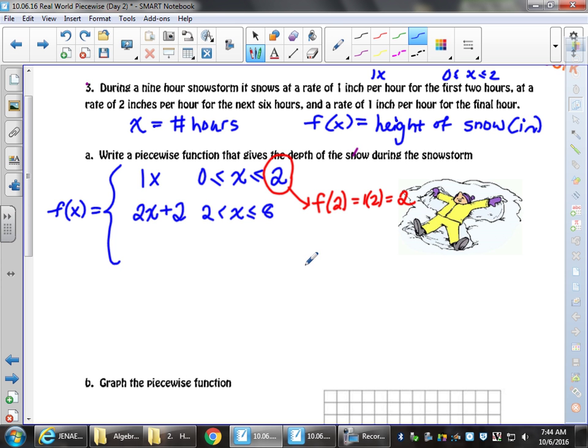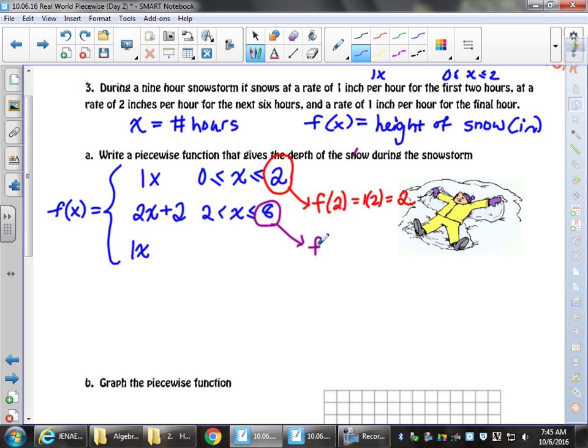My final piece says a rate of 1 inch per hour for the final hour. So what's that as a rate? What's mx going to be for that? 1x again. And strategy. How are we going to figure out how much snow is on the ground at the end of hour 8? Multiply 2x by 8.